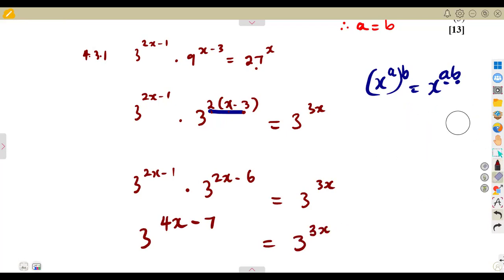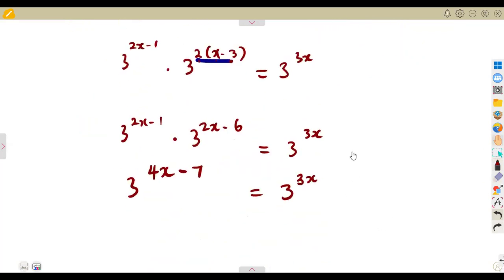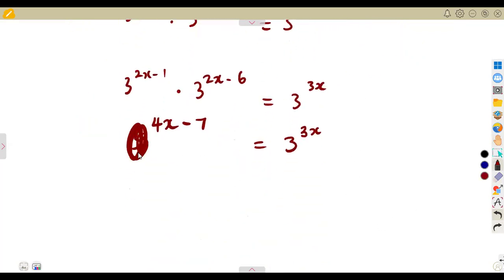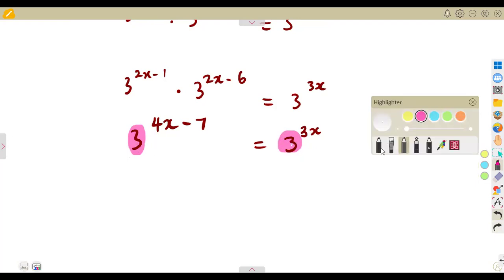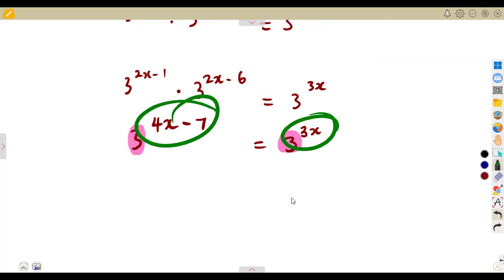Why simplify all this up to this stage? What we need is a single term equated to a single term. A single term to a single term, just like what we are having here. Once this occurs, you are going to equate the exponents. The base of 3 is the same as the base of 3 here. So what does it mean? It means also the exponents are the same.